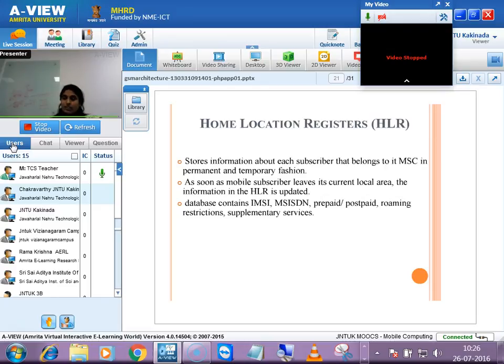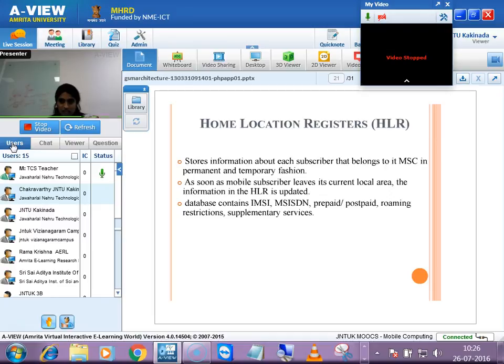If you opt for 3G or 4G services and pay for that, you'll be provided with 4G services. If you opt for only 1G or only 2G, you'll be provided with only that. These kinds of things will be stored in the HLR. As soon as a mobile subscriber leaves its current local area, the information in the HLR is updated. Who updates that? As I told you, the MSC will update it, since the MSC is the one which routes and knows where the user is in the destination network.